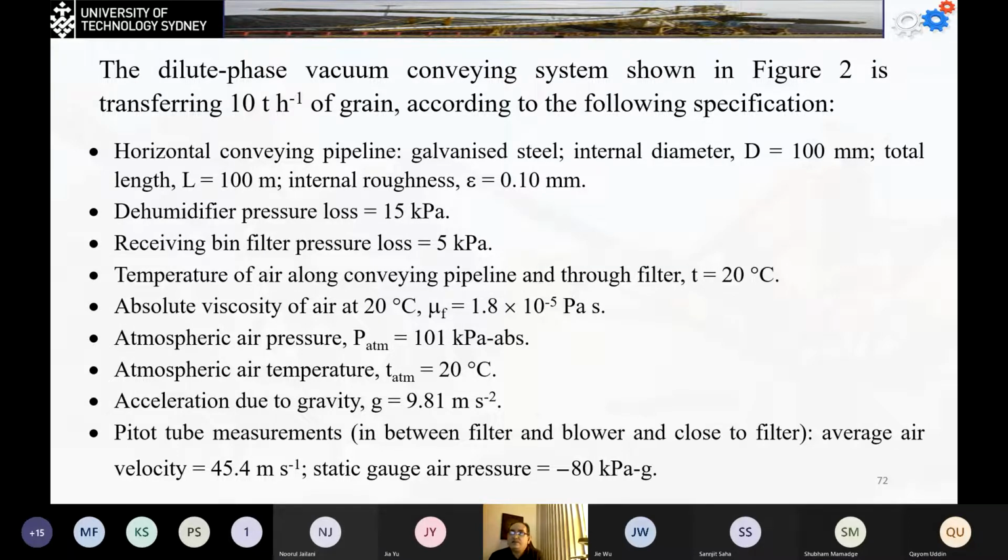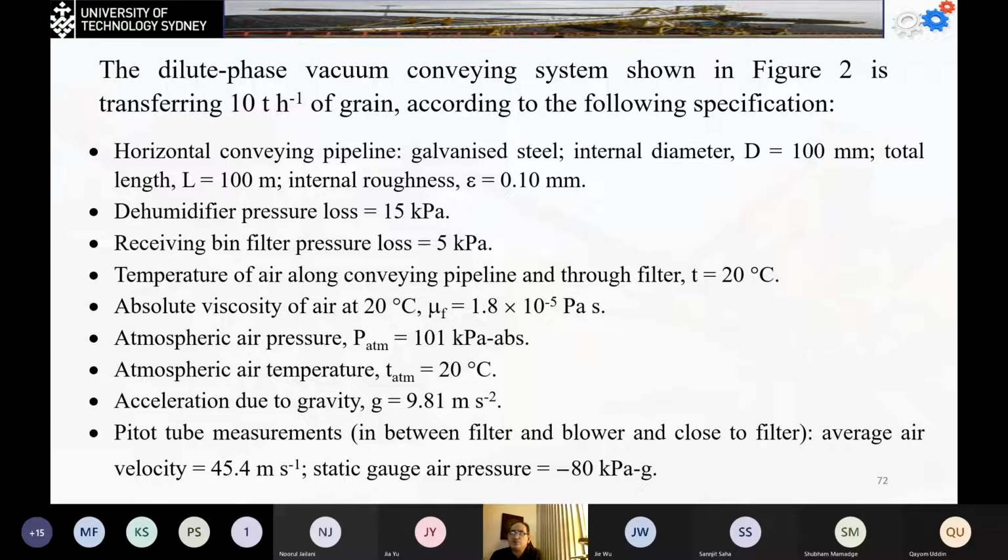The absolute viscosity of the air at 20 degrees is 1.8 multiplied by 10 to the power of minus 5 pascal seconds. The atmospheric air pressure is given as 101 kilopascal absolute. The atmospheric air temperature is 20 degrees. The acceleration due to gravity is 9.81 meters per second squared.